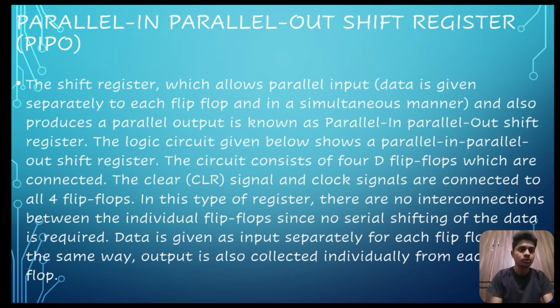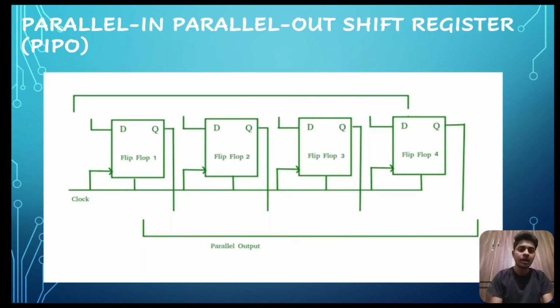Parallel in, parallel out shift register. The shift register which allows parallel input data, where data is given separately to each flip-flop in a simultaneous manner, and also produces a parallel output is known as a parallel in, parallel out shift register. The logic circuit given below shows the parallel in, parallel out shift register.